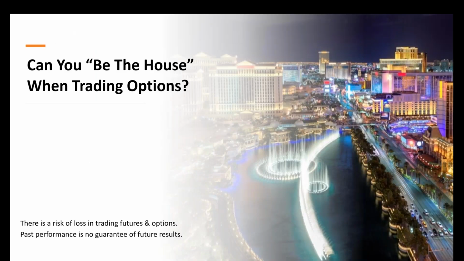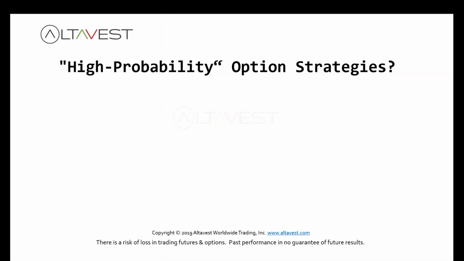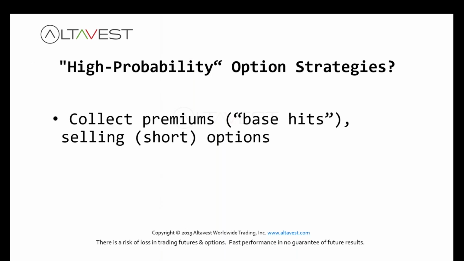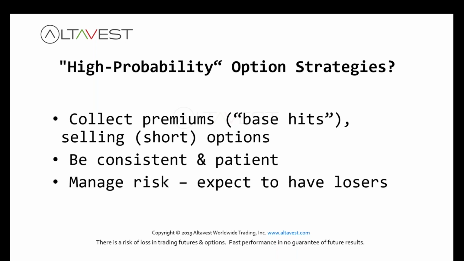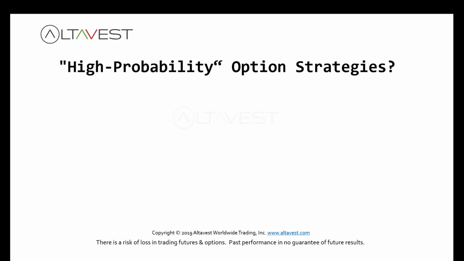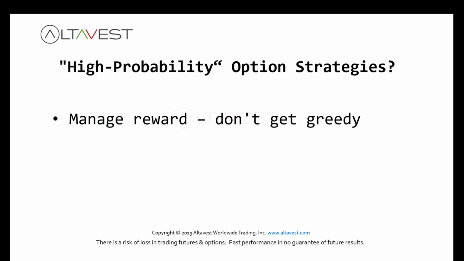Now, how can you be the house when trading options? That's the question. Well, we look at higher probability option strategies. We like to collect premiums. We call these base hits, by going short or selling options. We're consistent and patient. We need to manage risk, knowing there will be losing trades. But of course, you have to manage reward as well, not getting greedy. And you need the proper tools to make this work. If you have the right idea but don't have the proper tools, it's not going to work.